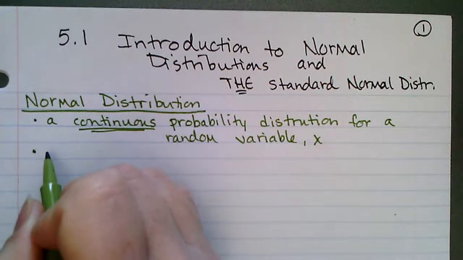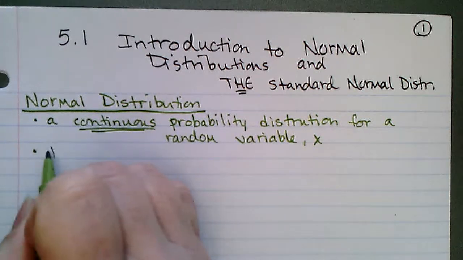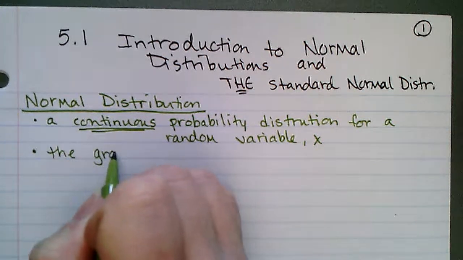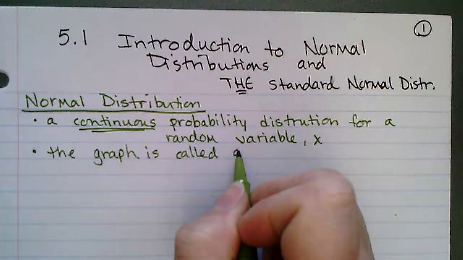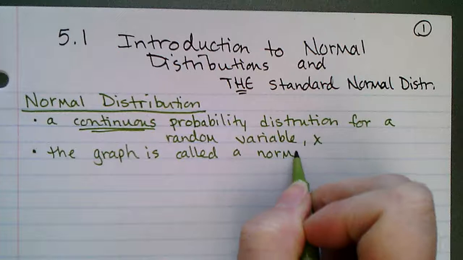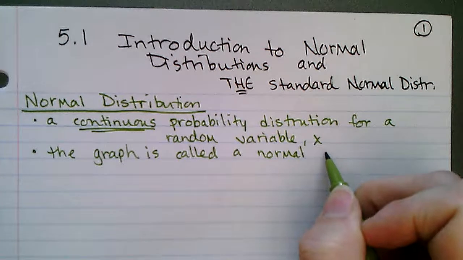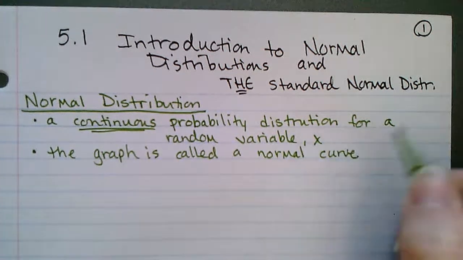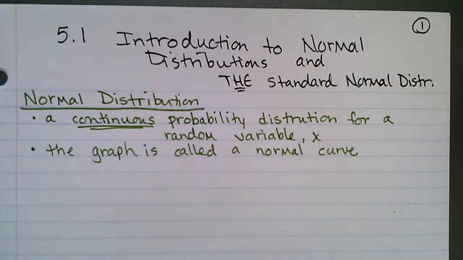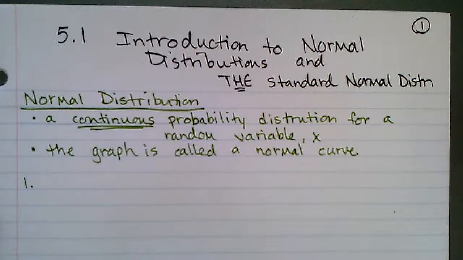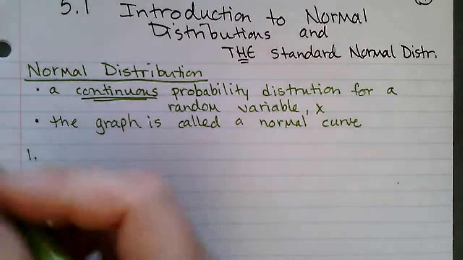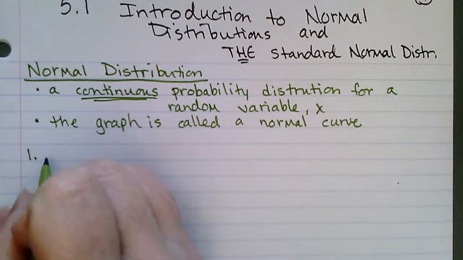When you graph the normal distributions, the graph is called a normal curve. So it will not look like the histogram that we had with discrete probability. It's going to be a curve, and we've actually already seen it. You know, it looked like that bell curve. So some features of normal distributions in general.